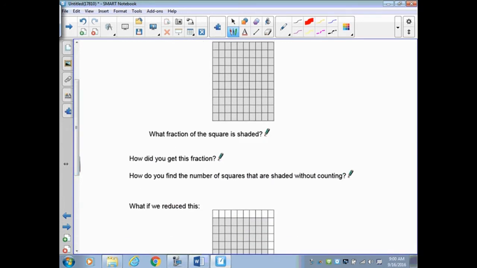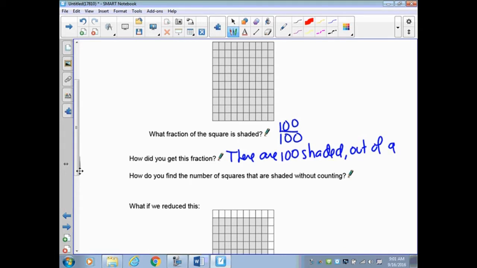Well, if there's 100 out of 100 squares, that means it's 100 out of 100. That would be how many are shaded. So how did I get this? Well, there are 100 shaded out of a total of 100 squares. It's a simple fraction.